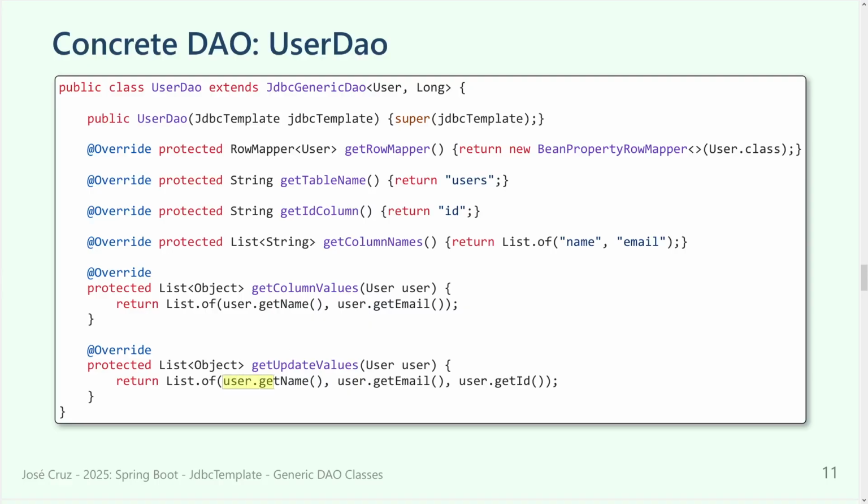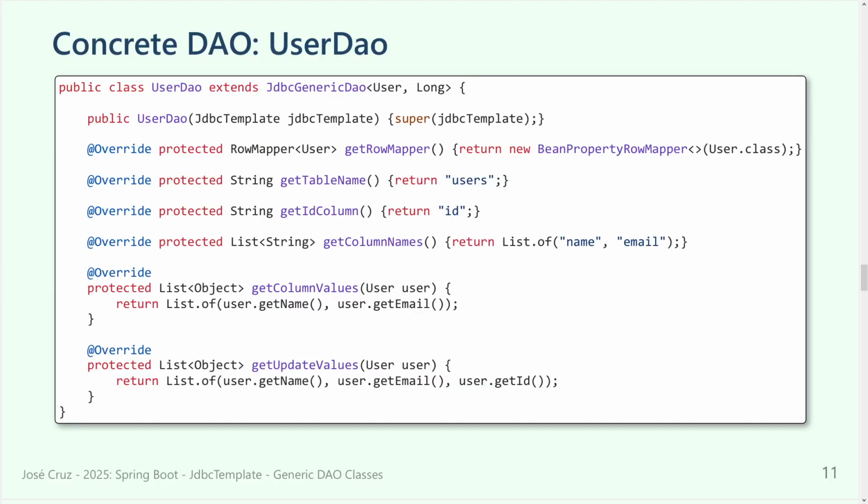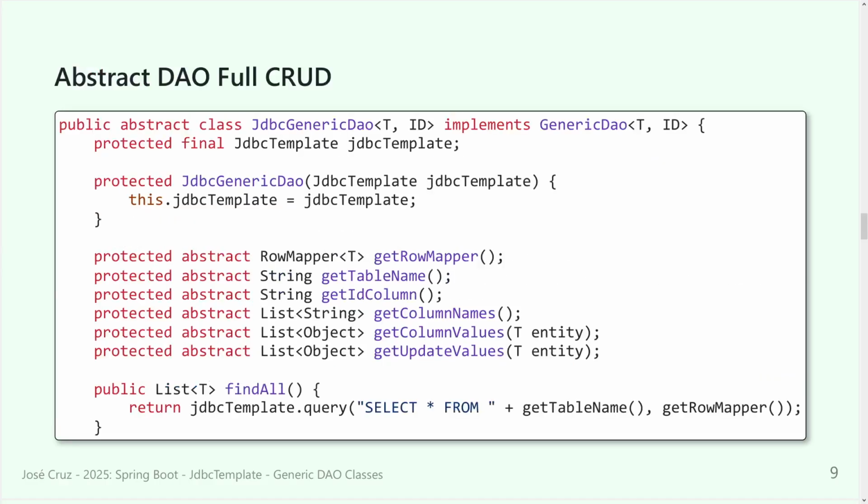And the update values, you can see it's the same, but we are providing as the last parameter the ID, the primary key, because on the update, you can see that the last interrogation point here is the ID, not the first column. Okay, and that's it. With only this implementation, this user DAO has automatically implemented for it the find by ID, the delete, the save, the update, and the find all.